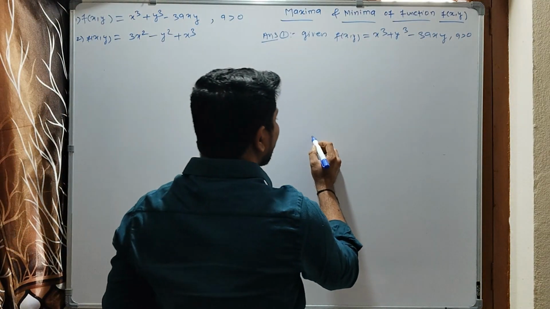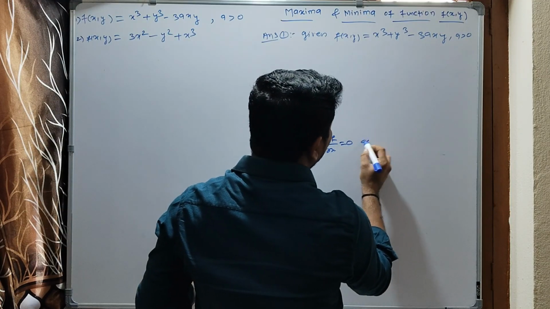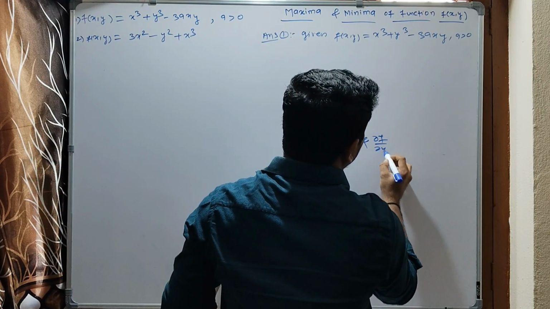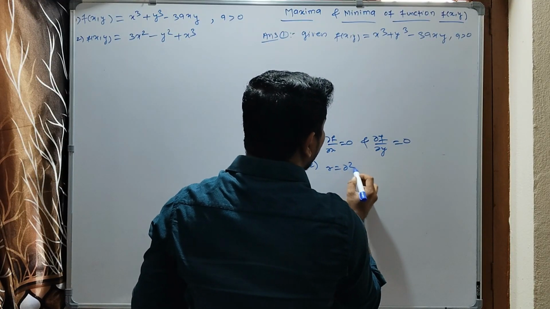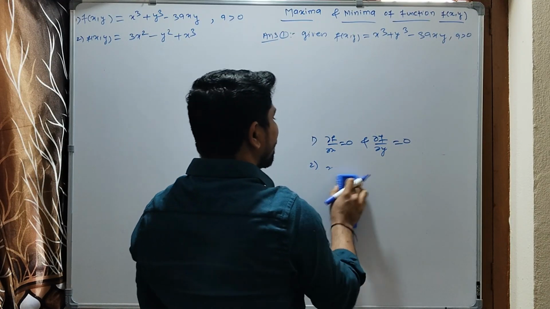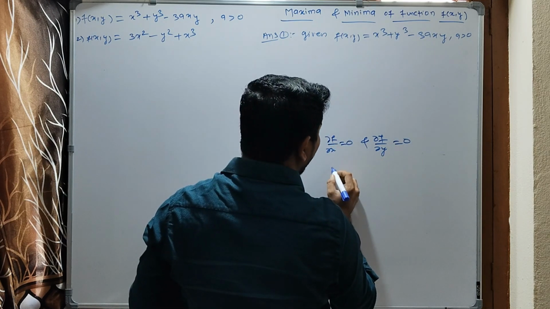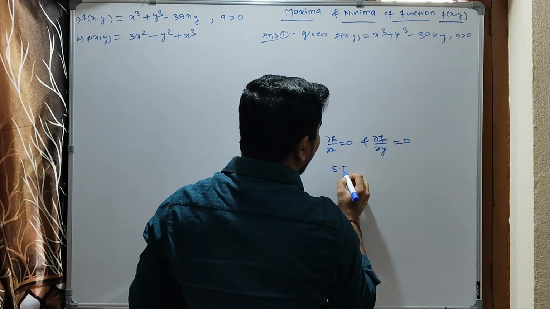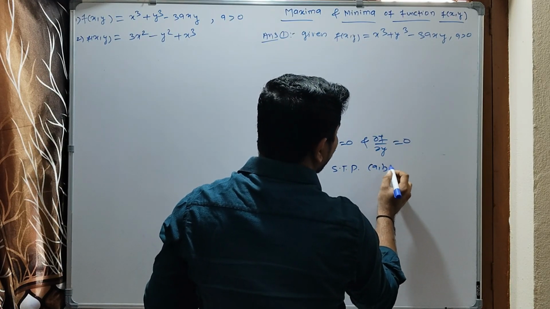Here, first working rule: solve dou f by dou x equal to 0 and dou f by dou y equal to 0, and find the critical point. So here find the stationary point, here stationary point a comma b.